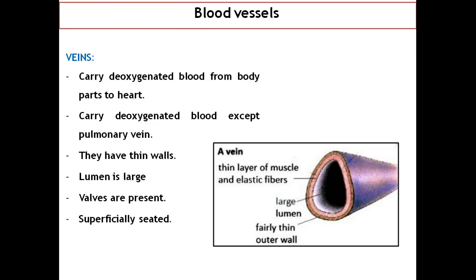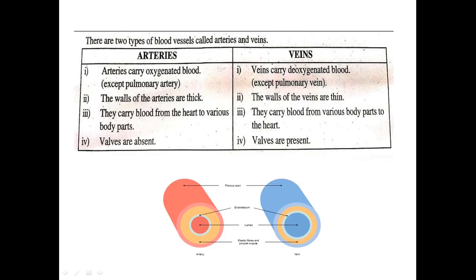The blood vessels which carry deoxygenated blood from all the body parts to the heart are called veins. Except the pulmonary vein, all other veins carry impure blood. Only the pulmonary vein carries oxygenated blood from the lungs to the heart. All other veins carry deoxygenated blood. Comparatively thin walls and a large lumen are present. Valves are present in veins to prevent the backflow of blood. And they are placed superficially in our body.